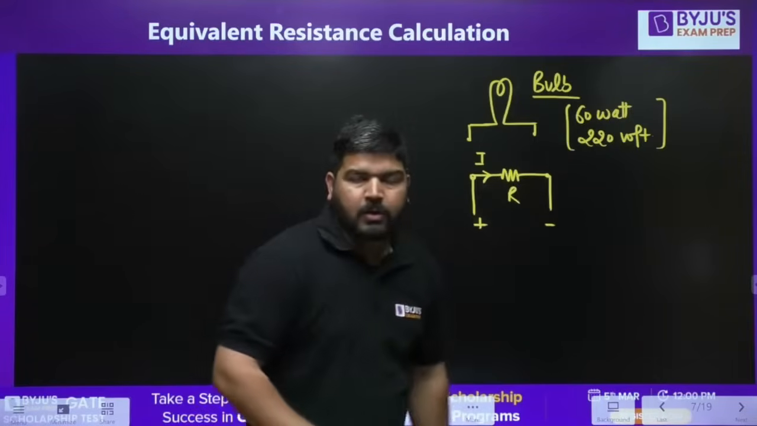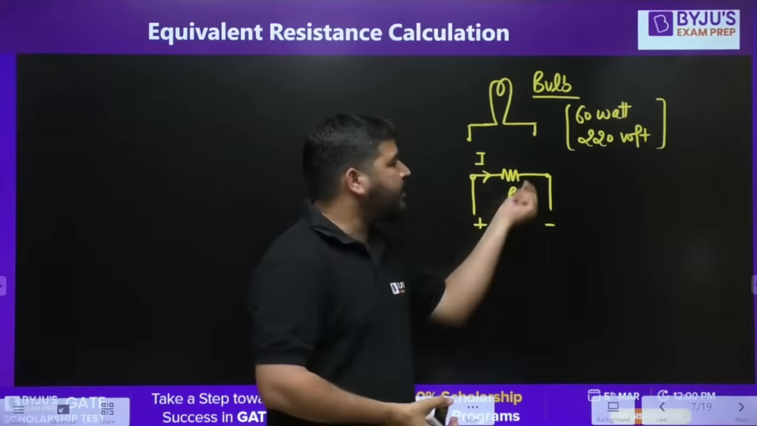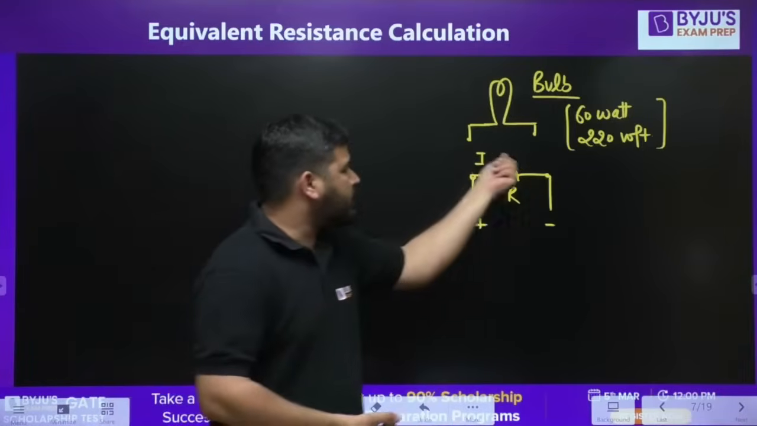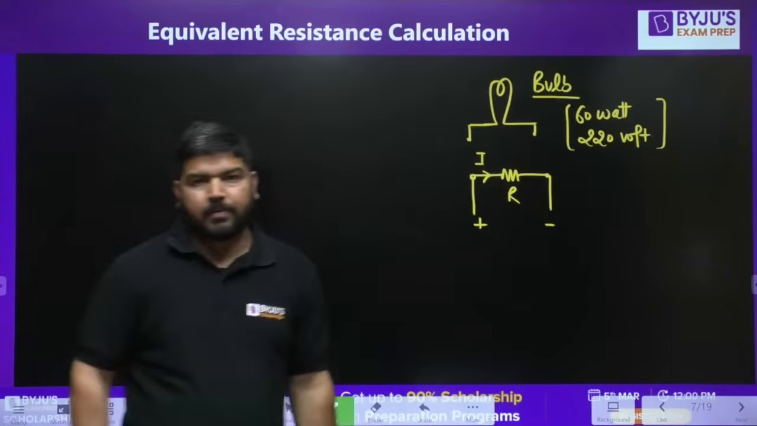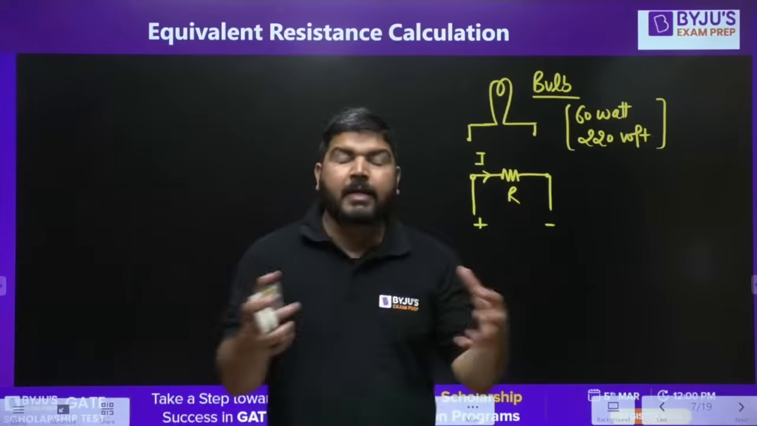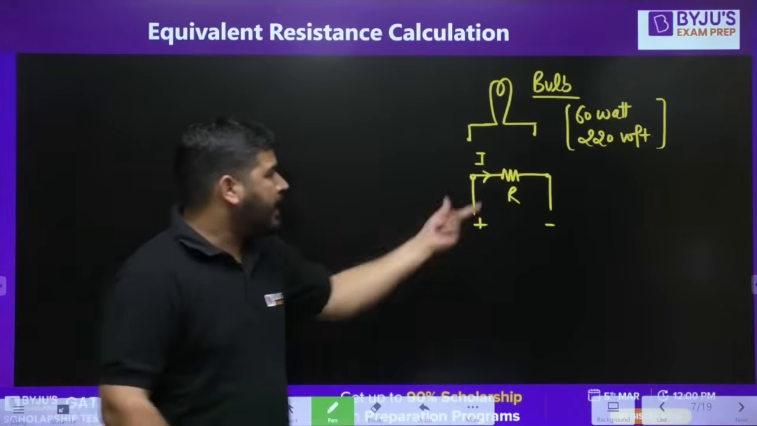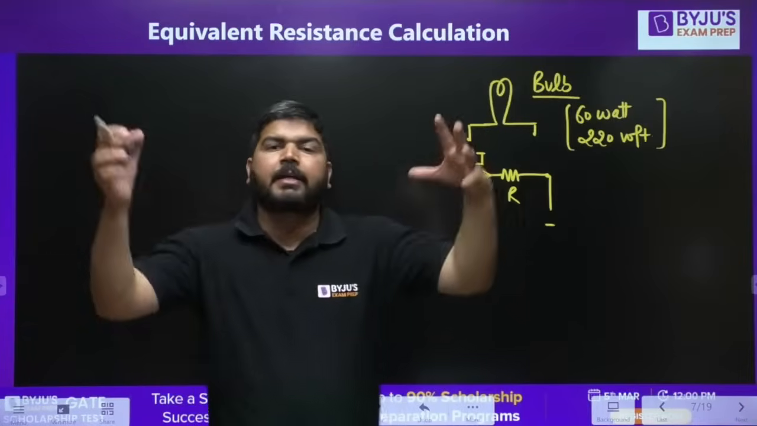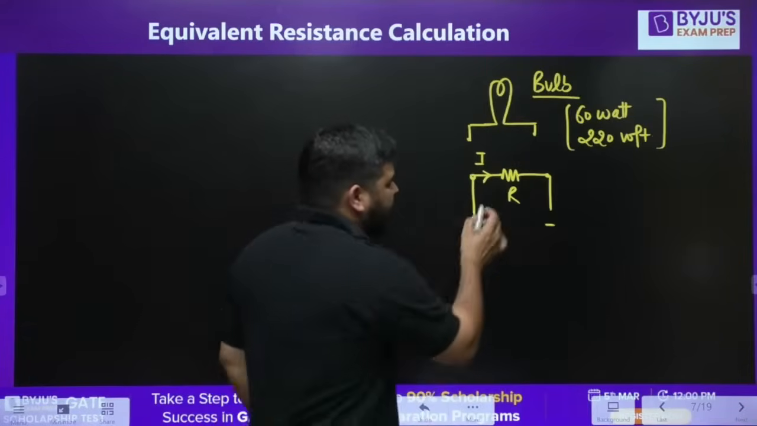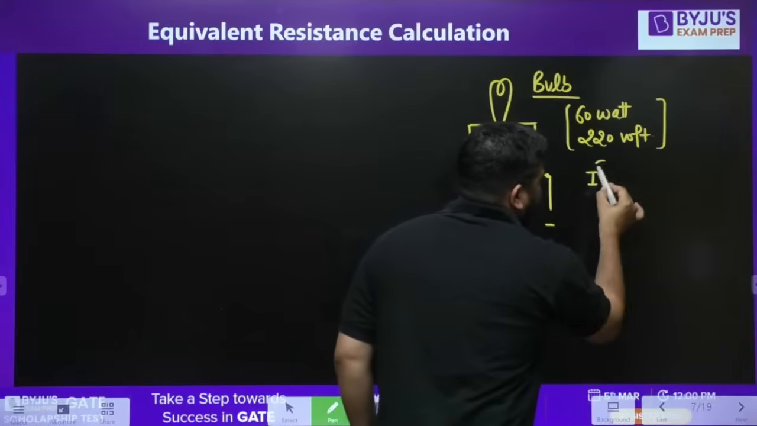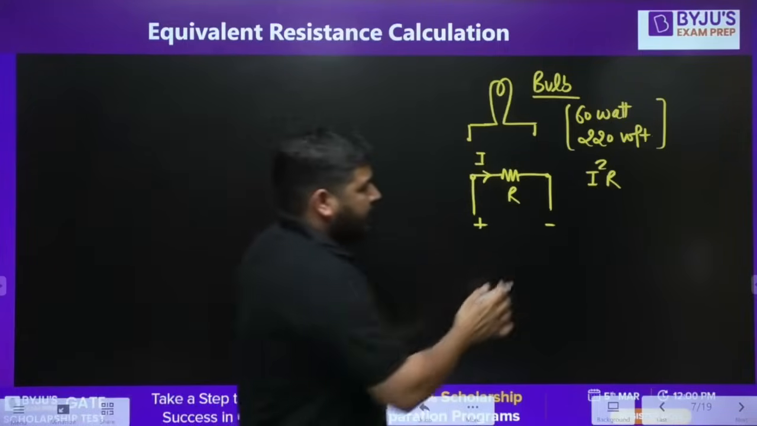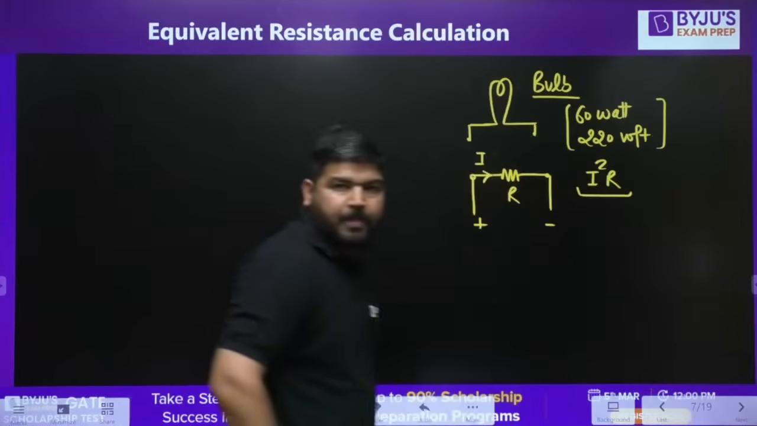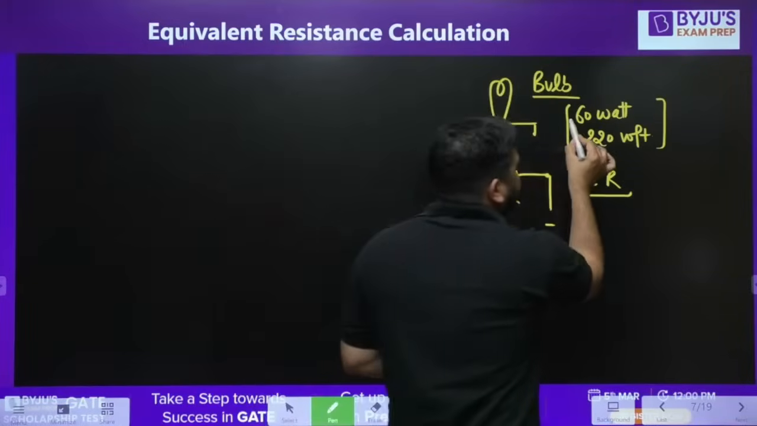If there is a current flow, there will be heat dissipation. Power will be lost in this resistance. This resistance will consume the energy, and that energy will be dissipated as heat. So you can say that the power lost in the resistance is I square R. Now, what is the meaning of this 60 watt?